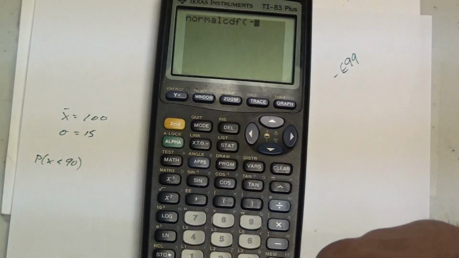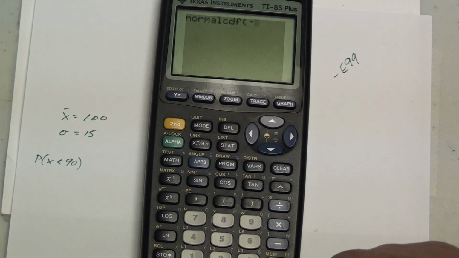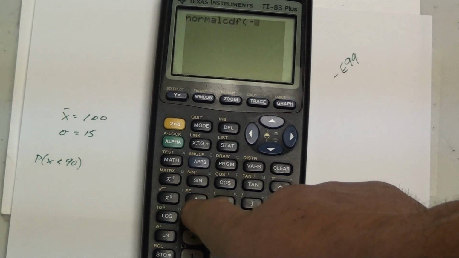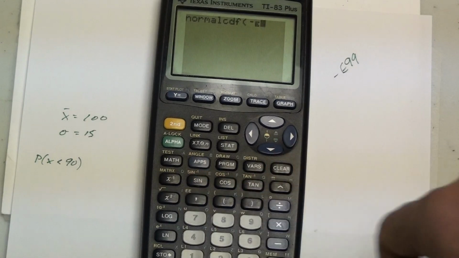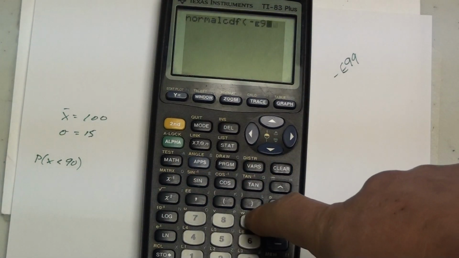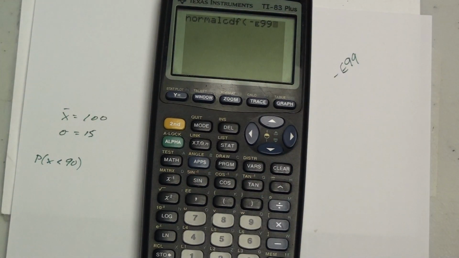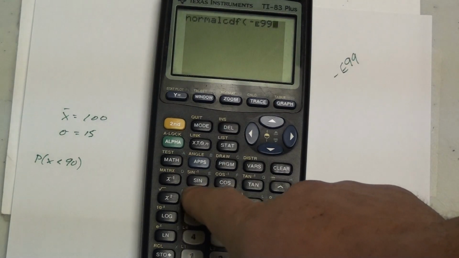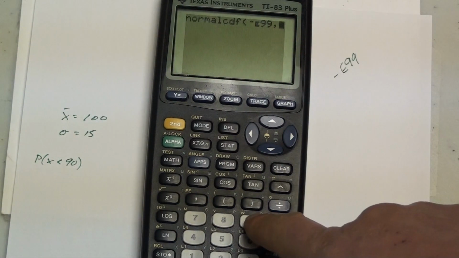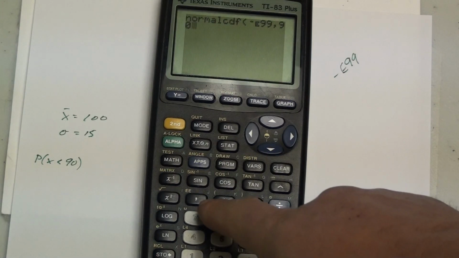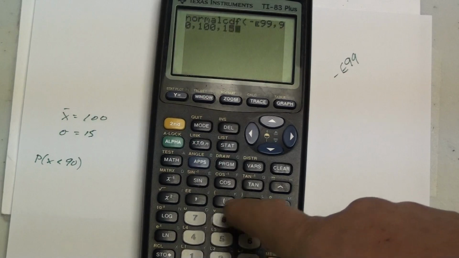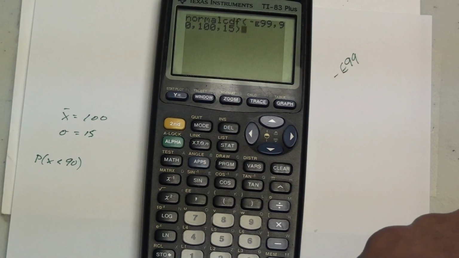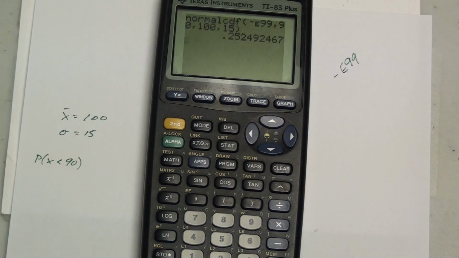So negative, and then my E99 above the comma is double E, and that's what you're going to use. So second, and then above the comma, E exponent 99. There's my negative infinity. I'm going to go comma. So that's my lower boundary. Then my upper boundary in this case was 90. Then I have my average, and then my standard deviation. Close bracket, and hit enter. And it gives you that probability, again, 25%.